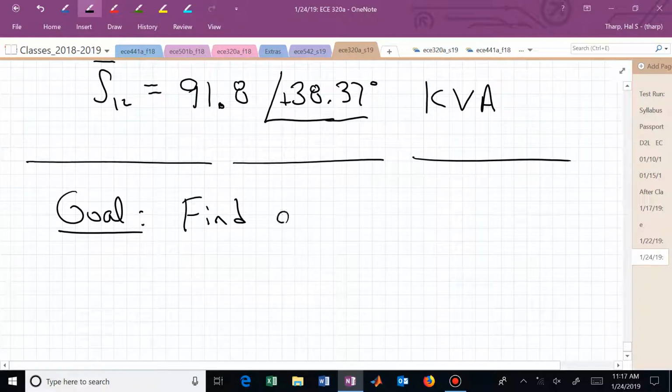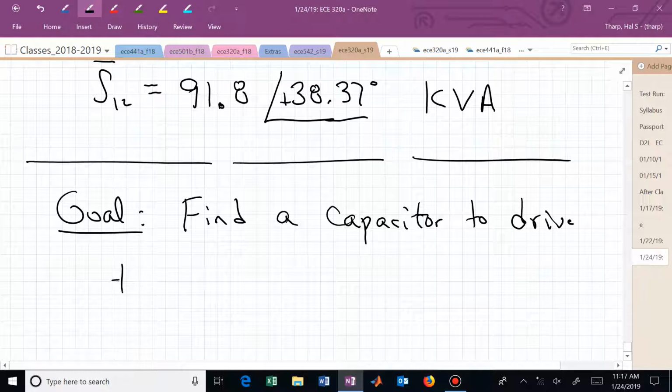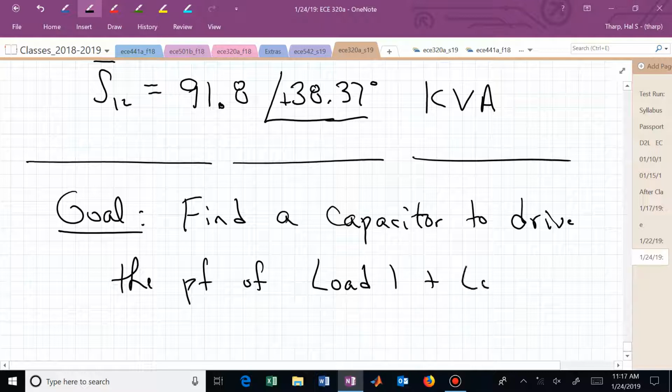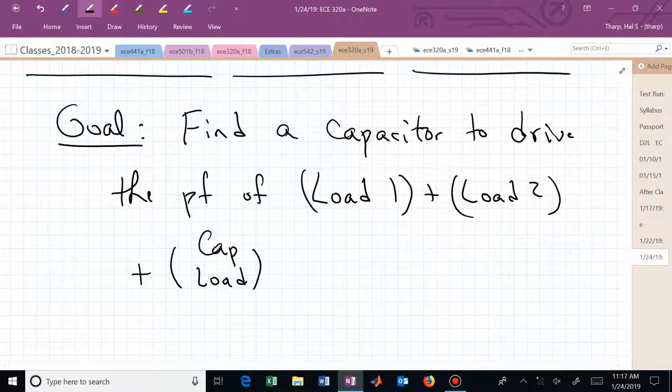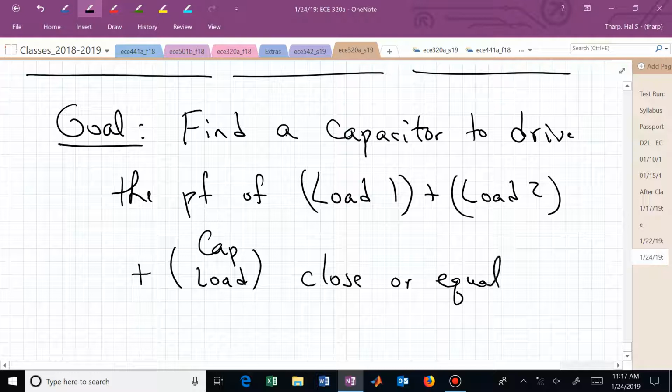is to find a capacitor to actually drive the power factor of load 1 plus load 2 plus the capacitive load close or equal to 1. That's what we want.